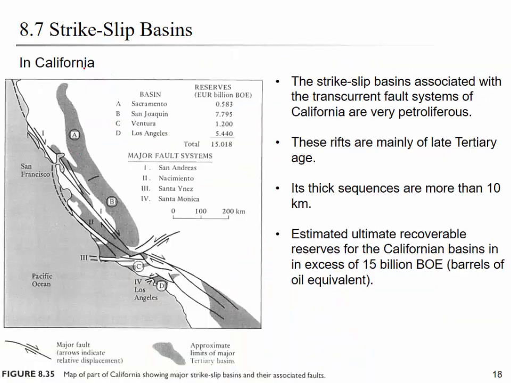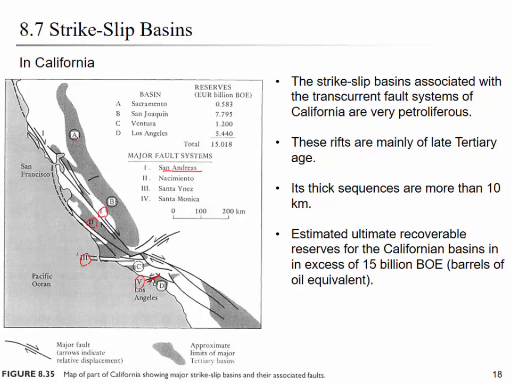Another famous one is in California. In California, there are a lot of earthquakes. There was a big earthquake in San Francisco and Los Angeles, right? And those were because of these fault movements. Let's look at the faults first. San Andreas fault is the one. Yeah, this one, right? San Andreas fault. And Nacimiento, Santa Ynez, Santa Monica. Major faults are here, and other faults are here, right?